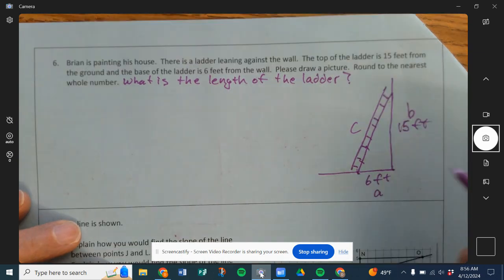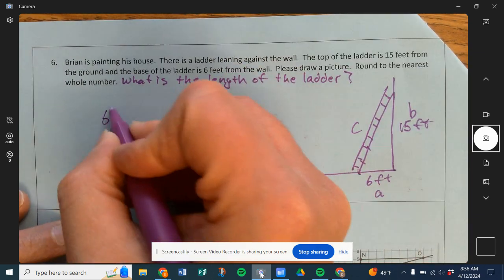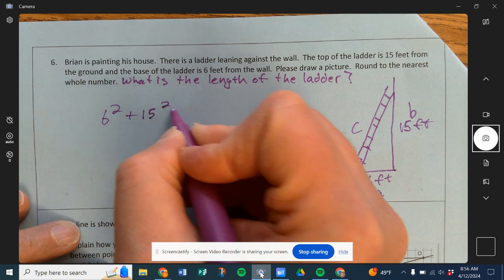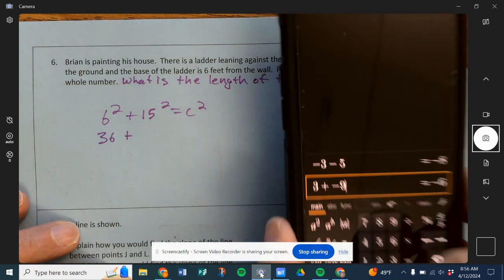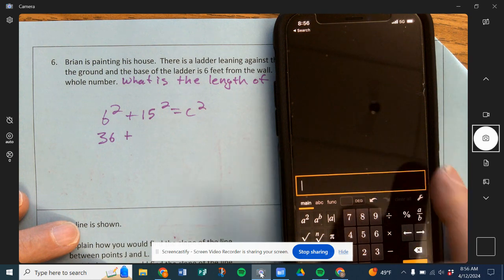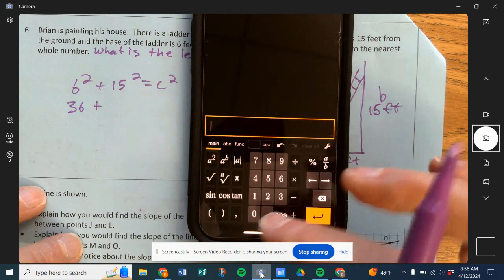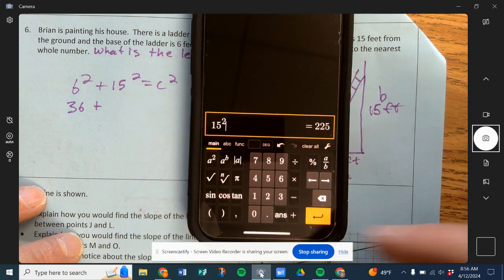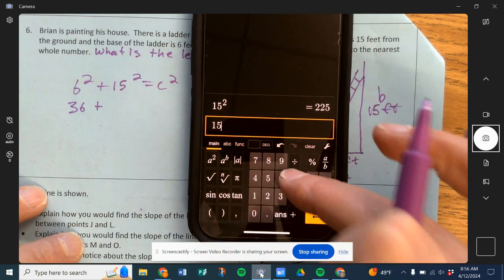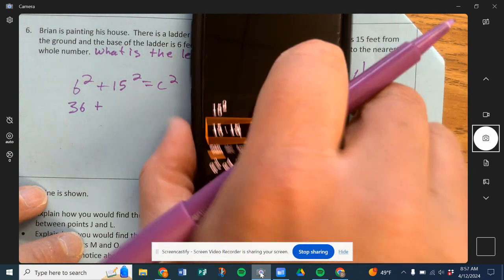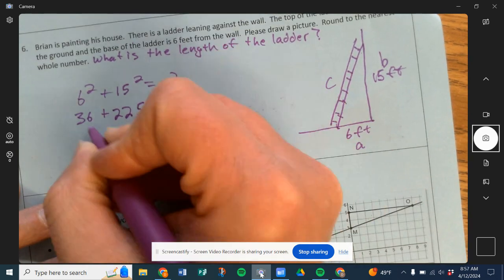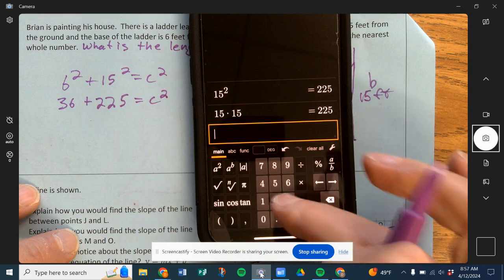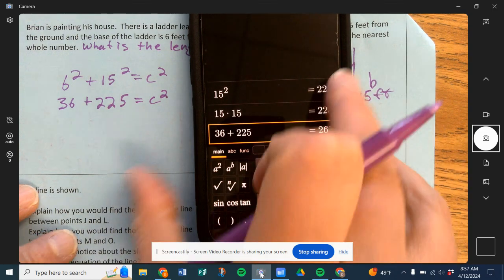Okay, so it's going to be 6 squared plus 15 squared equals c squared. 36. We've already done the math for that. I know that 15 squared is 225, right? But again, if you're like, how does he get those numbers? 15 squared is the same thing as 15 times 15. Okay, I'm going to add those together. 36 plus 225 gets me to 261.